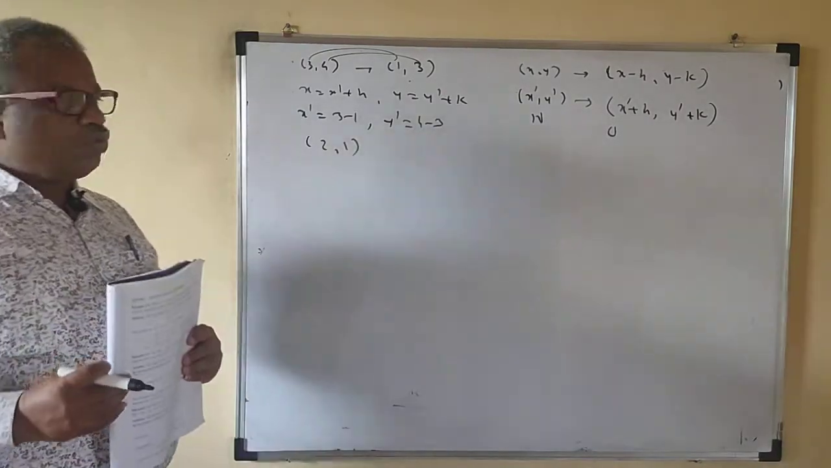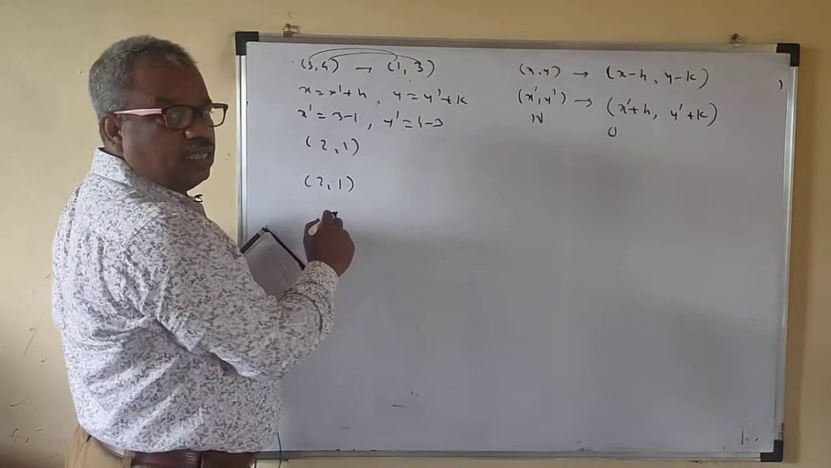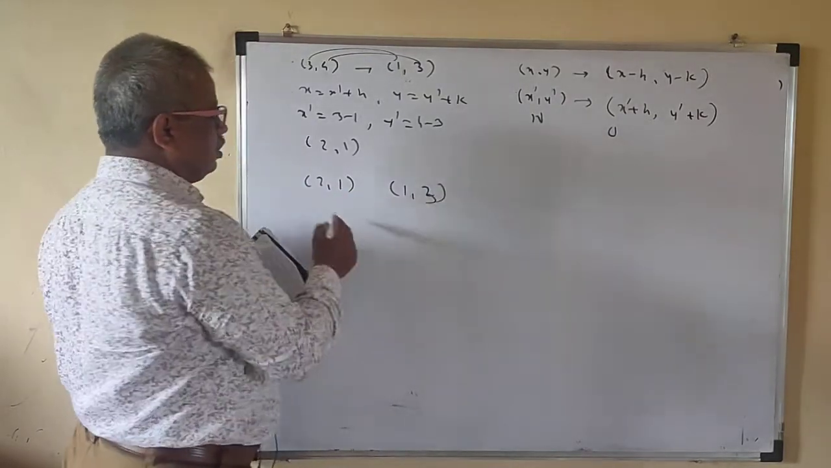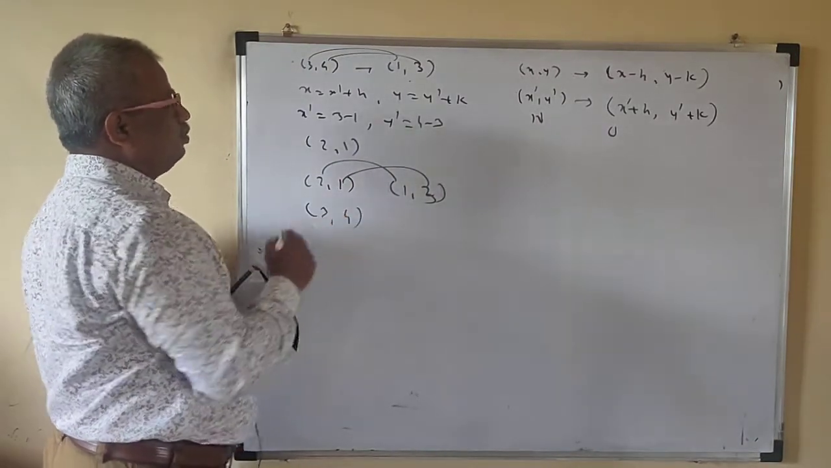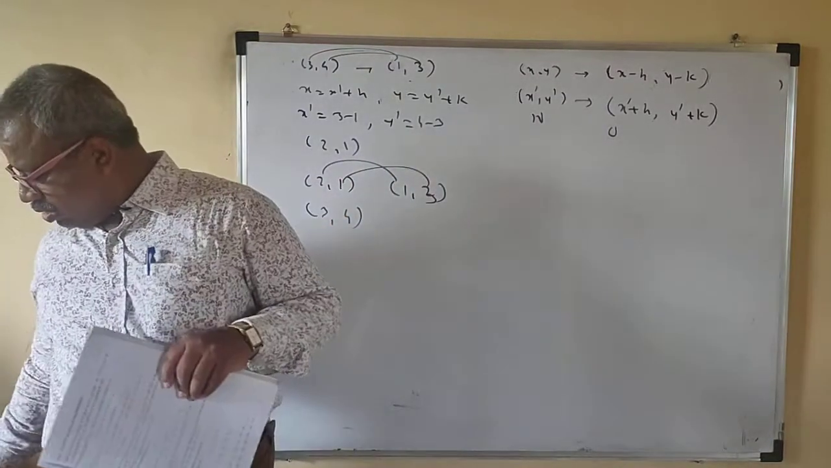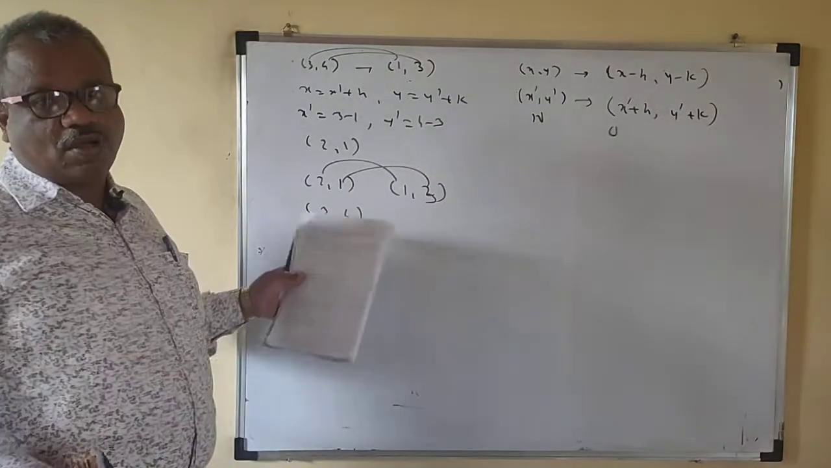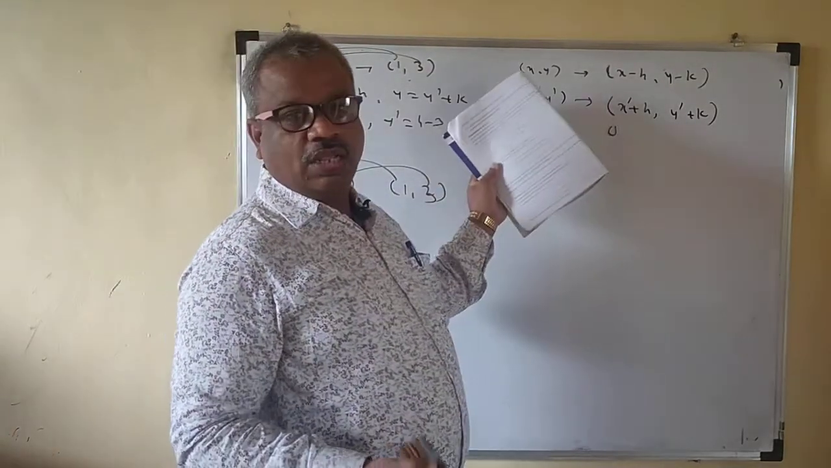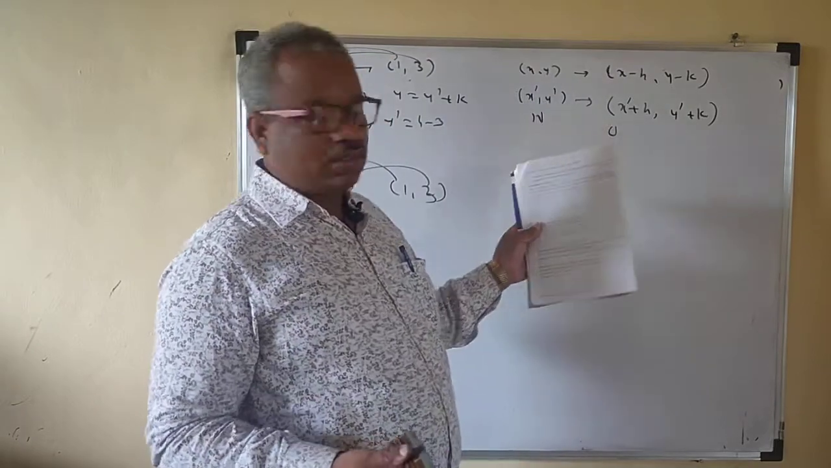And suppose these are the new coordinates, 2, 1, where the origin is shifted to this. Just take the sum: 3, 4. So if the new coordinates are provided and you want the old coordinate, just take the sum. And if you want the new coordinate, just subtract the origin from the old coordinate.